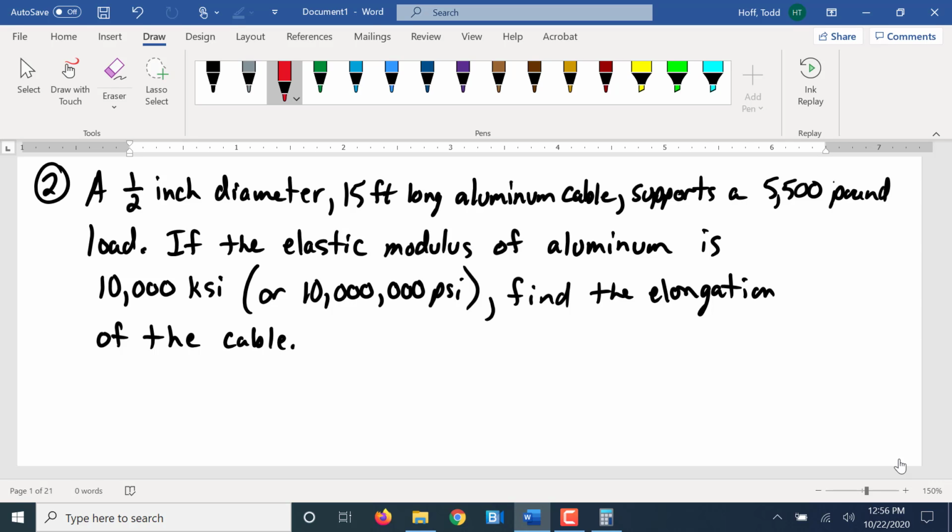Problem number 2, we have a 1/2 inch diameter, 15-foot long aluminum cable, and it supports 5,500 pounds. The elastic modulus of our aluminum is 10,000 KSI. Now remember, K is kips, so it's 1,000 pounds, or 10 million PSI. Find the elongation in that cable.